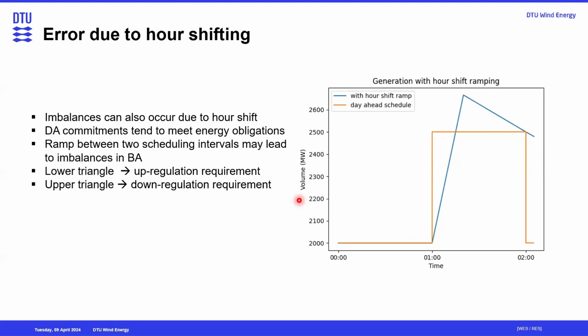How do we calculate the imbalance? There are two causes of imbalance. Even though this is a small portion, there is an hour shift imbalance happening. The reason is how the market operates.